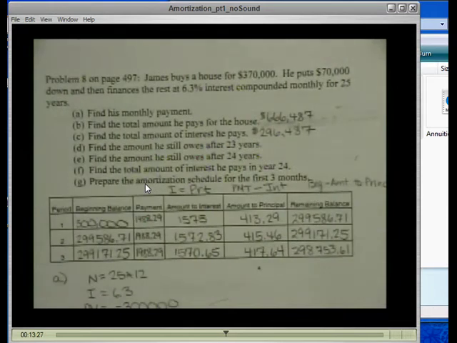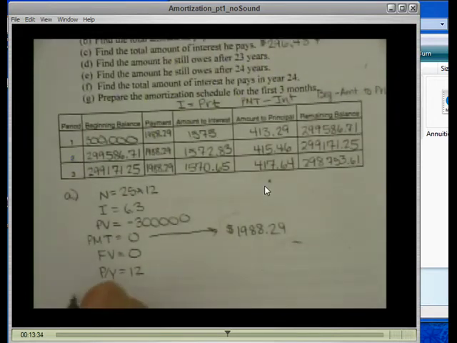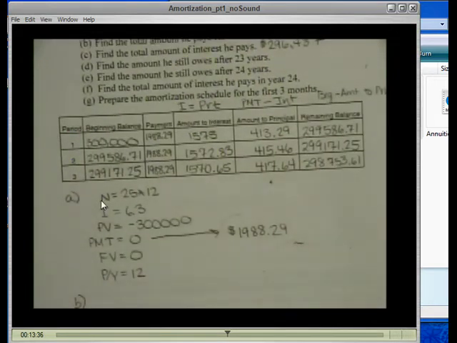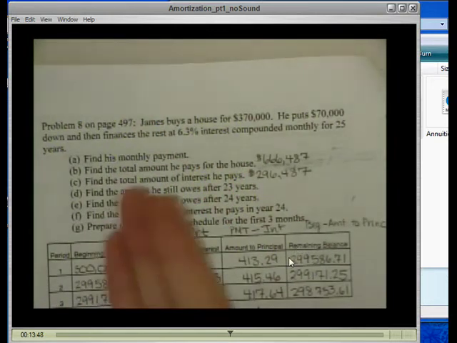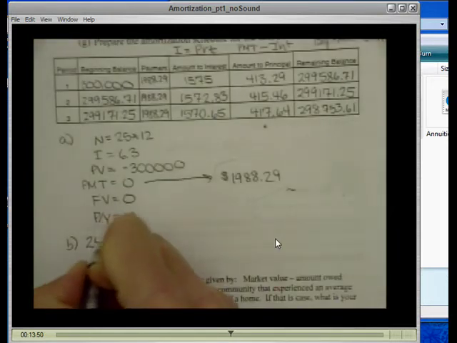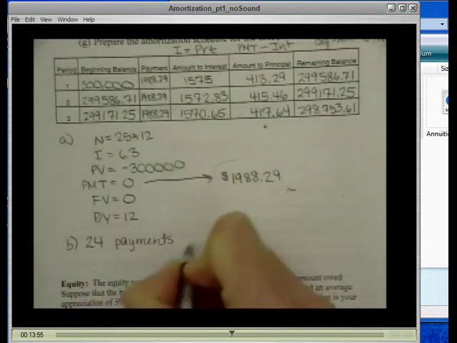Okay, so part D says find the amount he still owes after 23 years. I wrote part B, but we're really doing part D. So 23 years, so to figure out how much he still owes, it would be his remaining balance at the end of this column. So if he's paid for 23 years, that means he has 2 years left, which means he has 24 payments left.